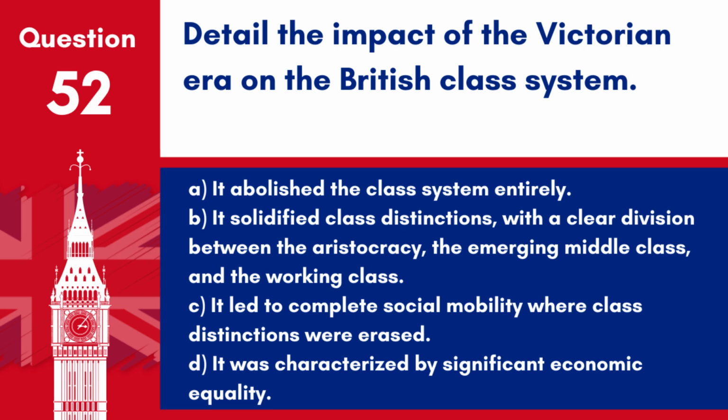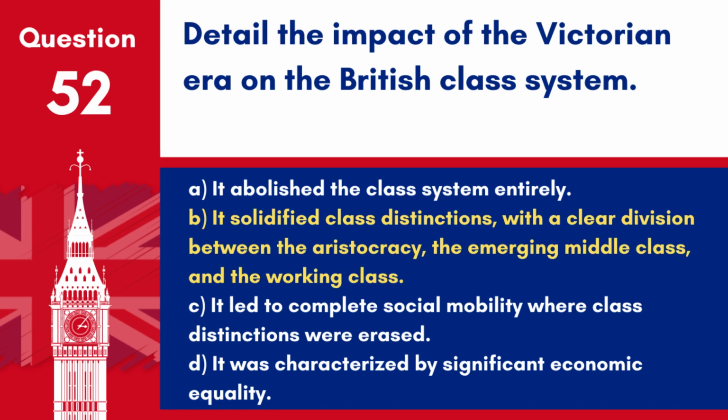Question 52. Detail the impact of the Victorian era on the British class system. A. It abolished the class system entirely. B. It solidified class distinctions, with a clear division between the aristocracy, the emerging middle class, and the working class. C. It led to complete social mobility, where class distinctions were erased. D. It was characterized by significant economic equality.